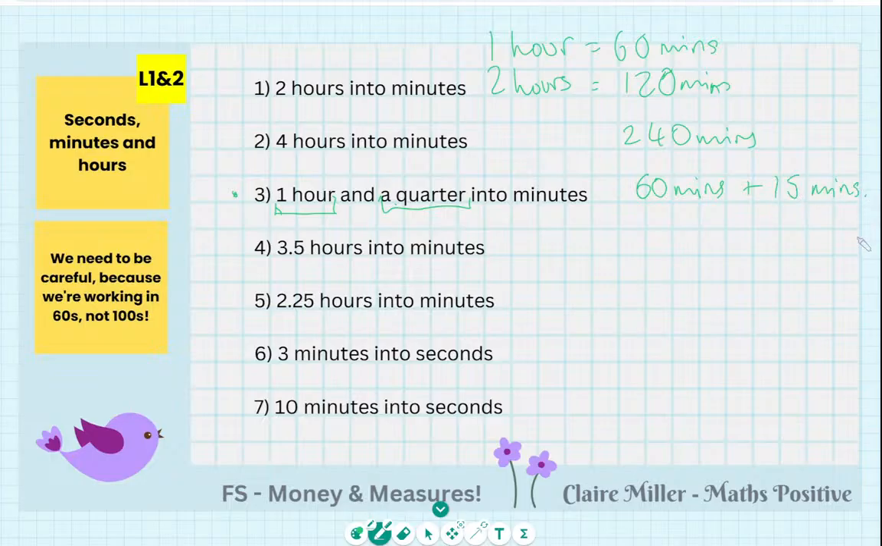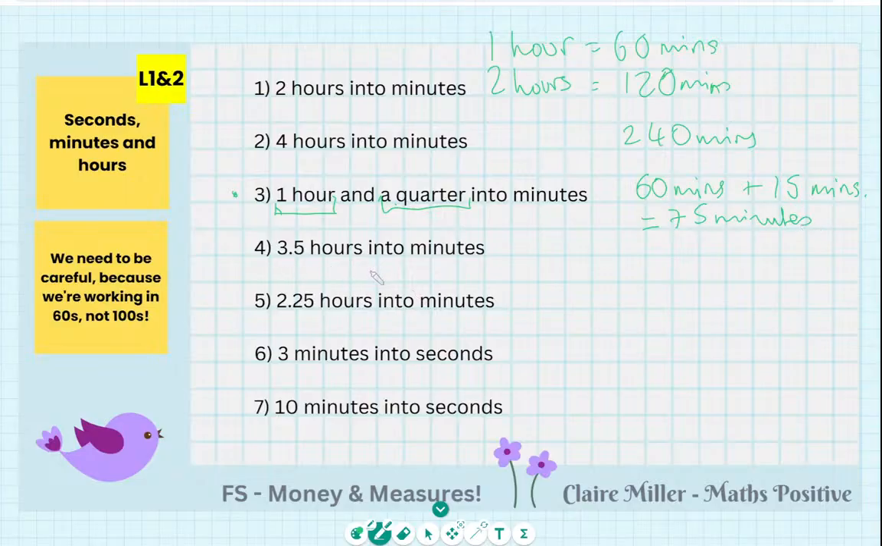And I know we don't always use analog time as much as we used to. We don't use analog clocks that much. But if you're not very familiar with the idea of a quarter of an hour being 15 minutes, I really would recommend you learning that, as we showed on the first page. Then we can add these together. So that's going to be 75 minutes.